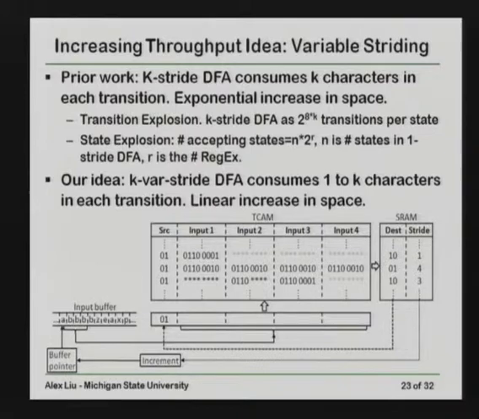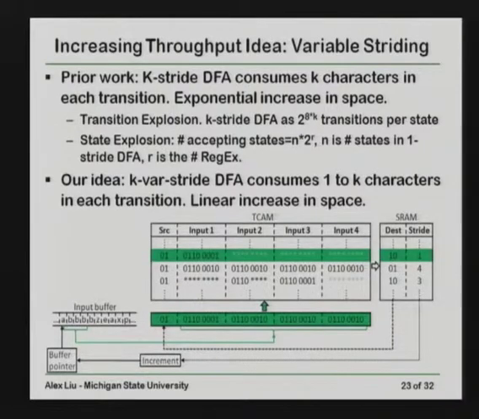So take a look at this example. Here's the input buffer, and because it's a 4 variable stride DFA, every time you take 4 characters at a time and perform a lookup, and the lookup result will give you 2 things: one is the destination state, and the other is how many characters are consumed. In this case, this is 1 stride, so we consume 1 character in this step.